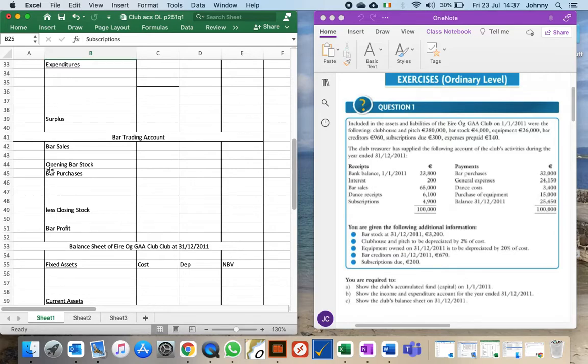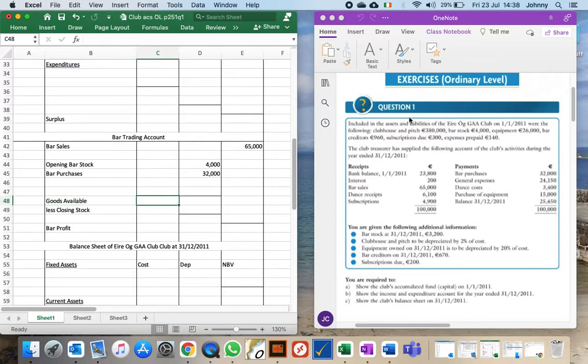So for our bar trading account, we need to start off with our bar sales. So bar sales is 65 grand. Now then we're looking for opening bar stocks. That's the beginning of the question. So bar stock at the 1st of the 1st 2011 was 4 grand. That's opening bar stock. Bar purchases. So bar purchases 32 grand. Now one thing that we have to see, and this is what we would normally do, we'll add our bar purchases, and that gives us our goods available.